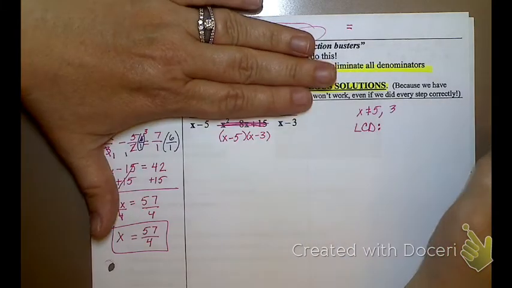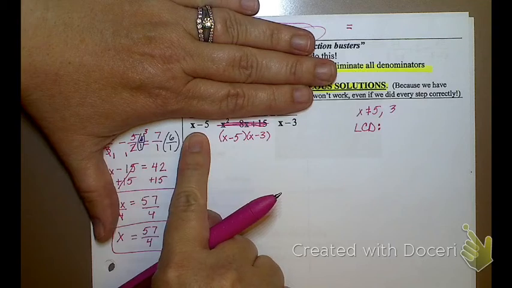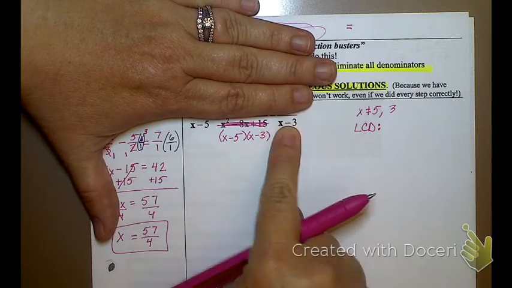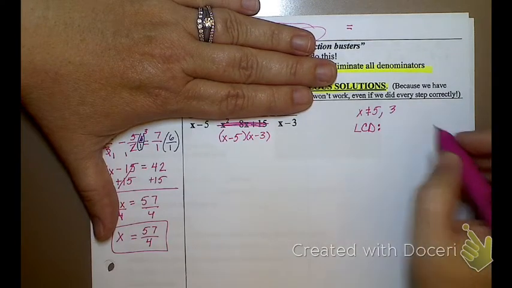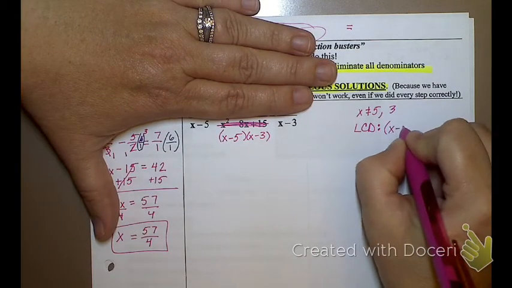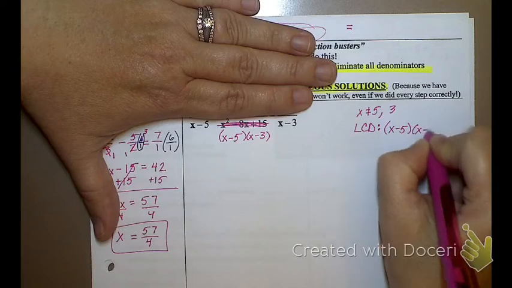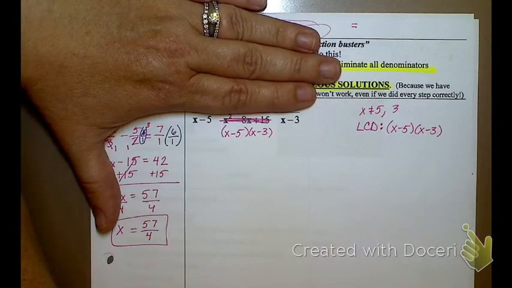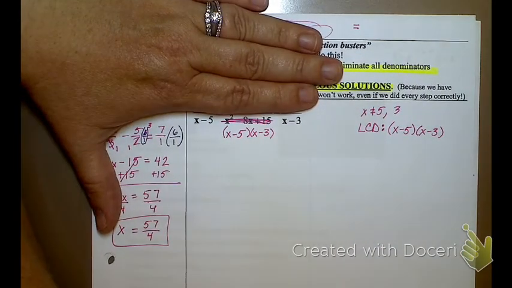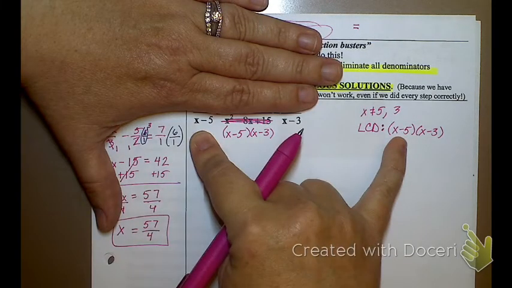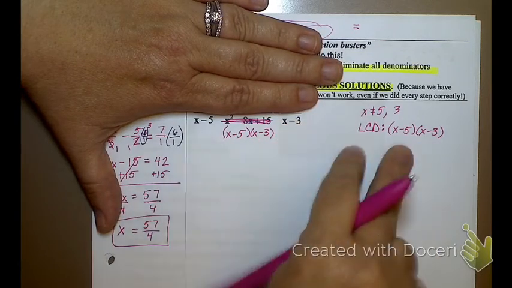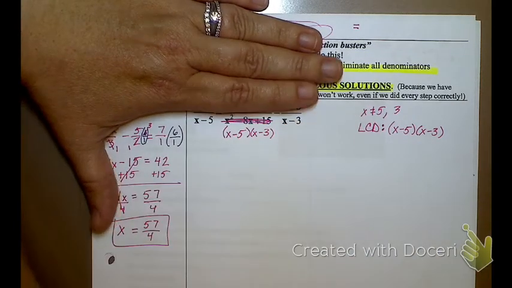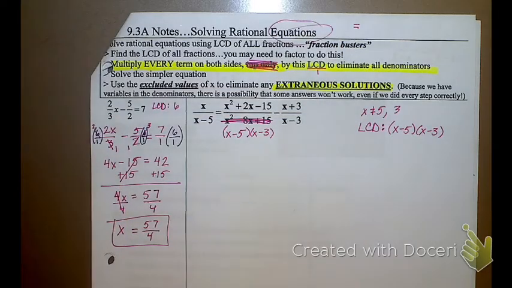If I look just at my denominators, I have x minus 5, I have x minus 3, and I have x minus 5, x minus 3. Which one's my LCD? My LCD has to have all of those denominators hidden in it, right? So that denominator is in there, that denominator is in there, and that denominator is in there. So once I have my LCD, what do I do?